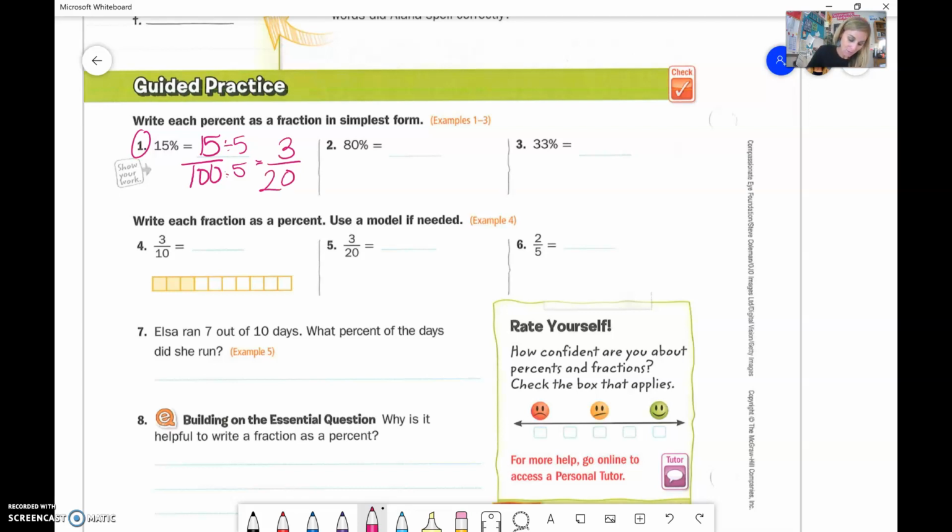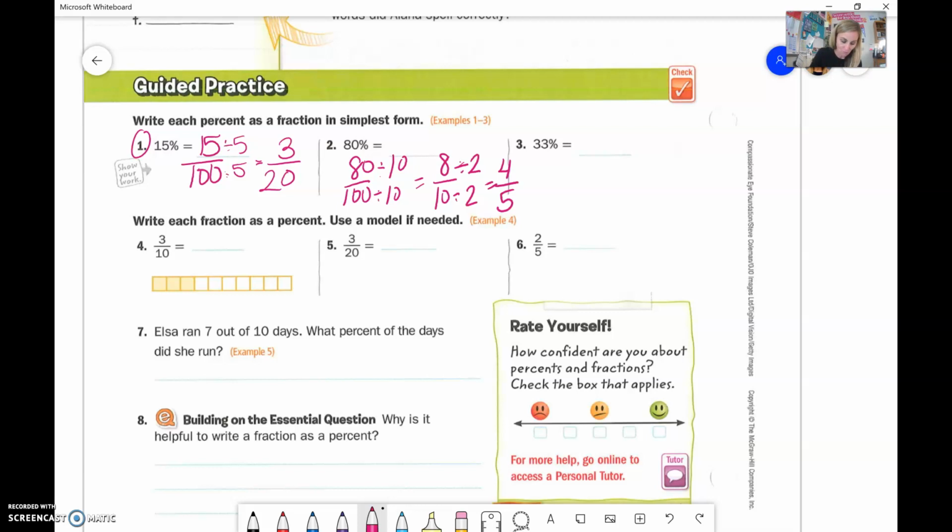The next one, 80%. 80 over 100. I know that the greatest common factor of those is 10, so I'm going to divide each of those by 10. 80 divided by 10 is 8. 100 divided by 10 is 10. Oh my goodness, that's not the greatest common factor. I can go lower. This is why I did this. I can then divide each of those by 2 because they're both even. So 8 divided by 2 is 4, and 10 divided by 2 is 5, so 4/5. So really the greatest common factor was not 10, but 20. Do you see how you can do that in both of them?